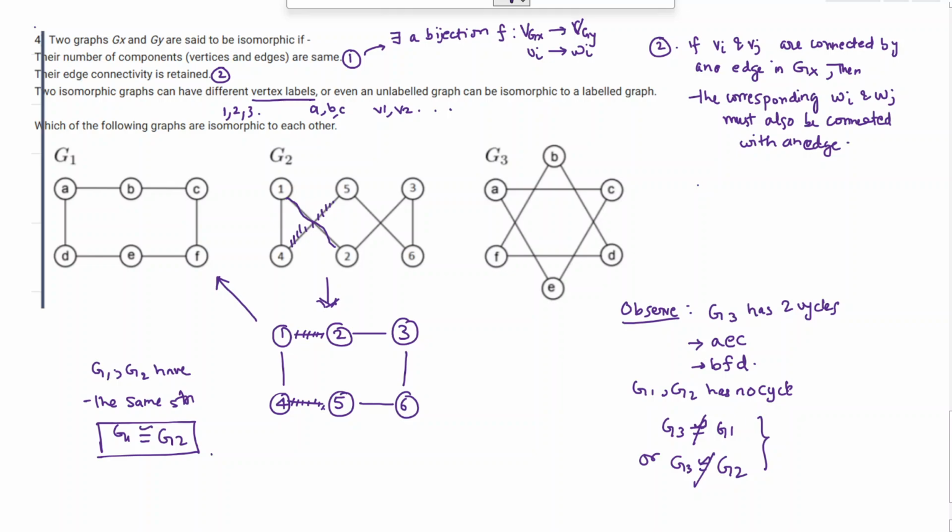Okay, I think I should make it clearer that it has two cycles of length 3. So this is of length 3. This is of length 3, right? The length of the cycle is 3, right? And G1 and G2 has no cycle of length 3. Because the cycles are of length equal to 6, right? So in G1 and G3 all cycles are of length 6. Okay, so this is one observation which helps us identify that they are not isomorphic.